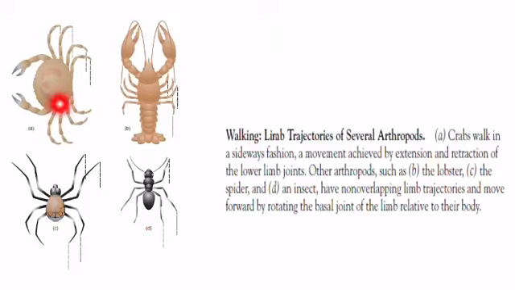For example, this is a crab. A crab walks in a sideways fashion, a movement achieved by extension and retraction of the lower limb joints. Here is a lobster, this is a spider, and this is an ant. Other arthropods such as lobsters, spiders and ants move forward by rotating the basal joint of the limb relative to their body.